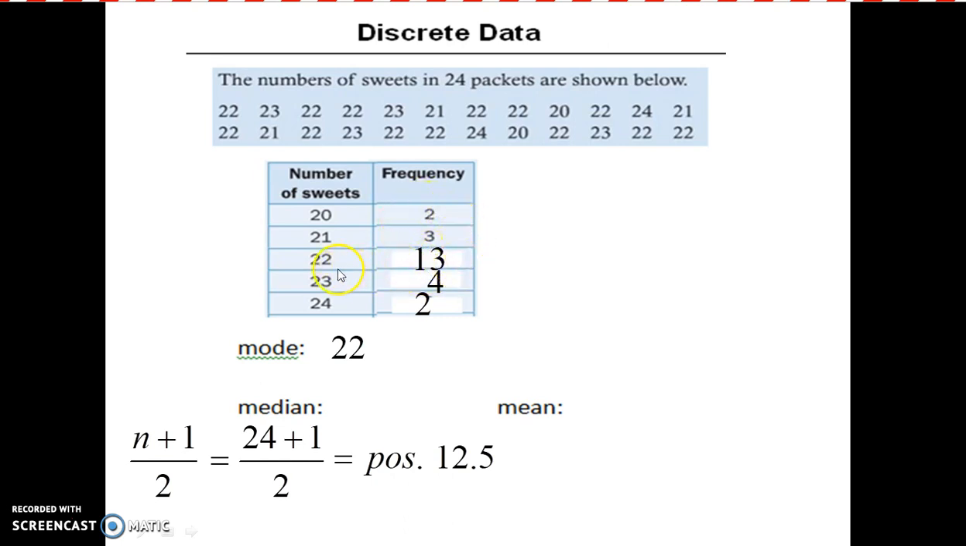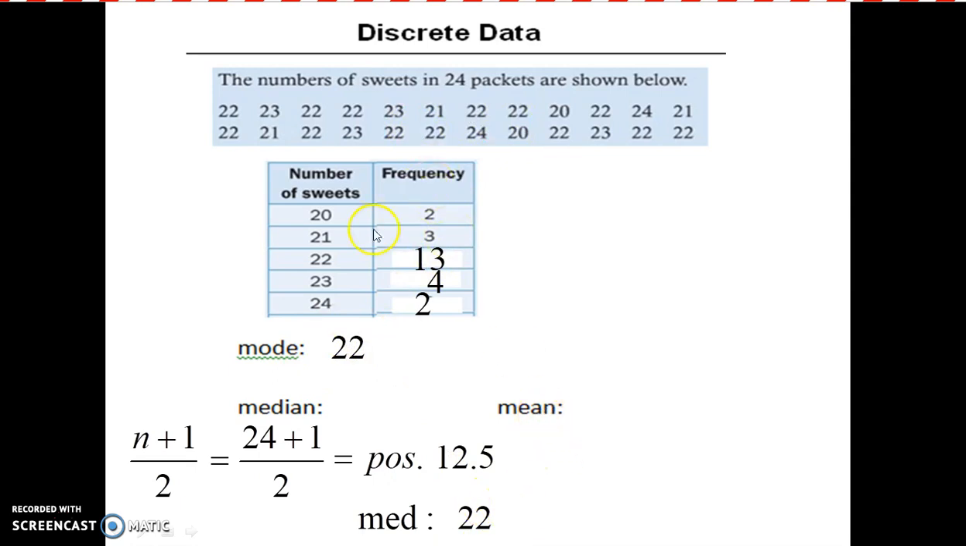So if we go all the way to the last 22, we have 18 data points already, but we're looking for position 12.5. So position 12.5 must occur somewhere in there because we had 2 pieces of data, 3 more, and then 13 more. Somewhere in there is position 12.5, and that is 22. So the median is 22. Again, if you wrote this list in order, you would have 2 20s, then 3 21s, and then a bunch of 22s, 13 of them, and the median would be 22.